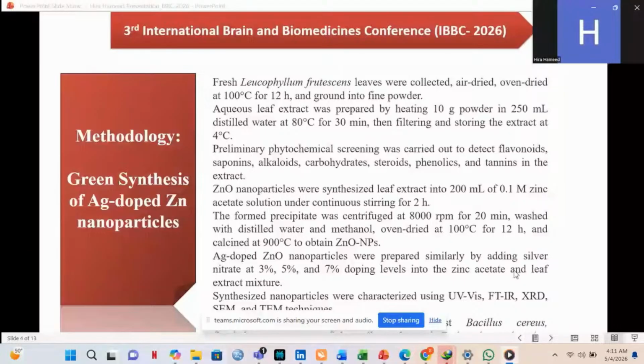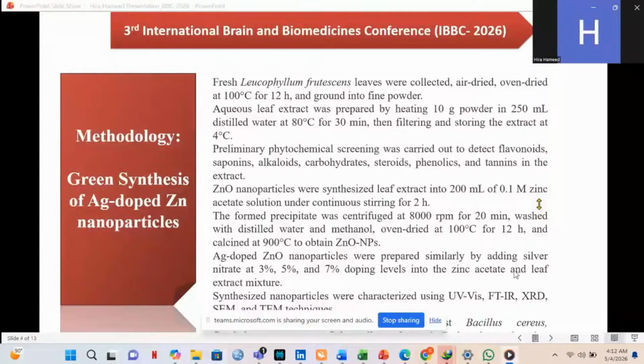Synthesized nanoparticles were characterized using UV-visible, FTIR, XRD, SEM, and TEM techniques. Antibacterial activity was evaluated against Bacillus cereus, Salmonella typhi, E. coli, and gram positive Staphylococcus aureus using different silver doping concentrations.